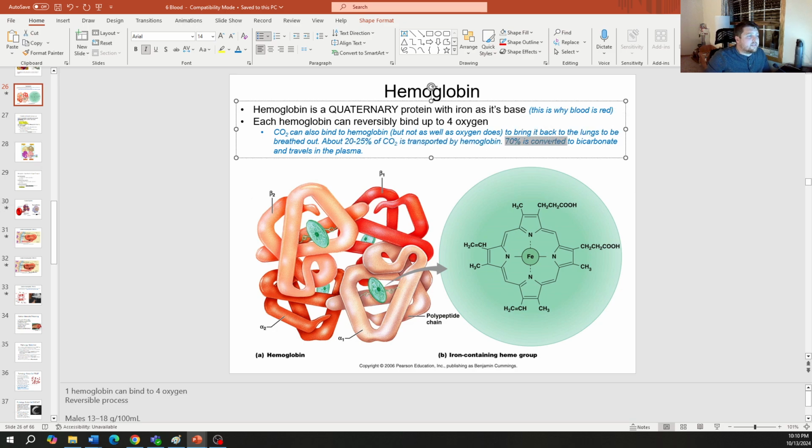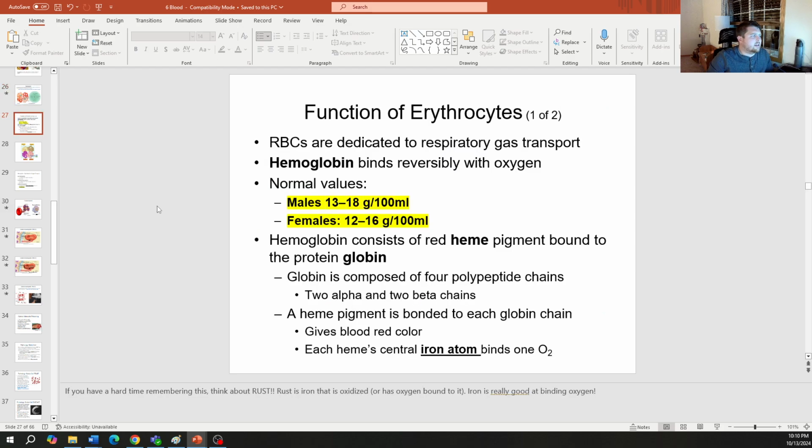The other 70% travels in the plasma as bicarbonate. That's called the bicarbonate buffer system. That's in the future. It's briefly mentioned when you talk about buffer systems in Biochemistry 1. You'll learn a little bit more about the bicarbonate buffer system in physiology next trimester, but don't worry too much about that. About 20 to 25% of our carbon dioxide is transported by the hemoglobin.